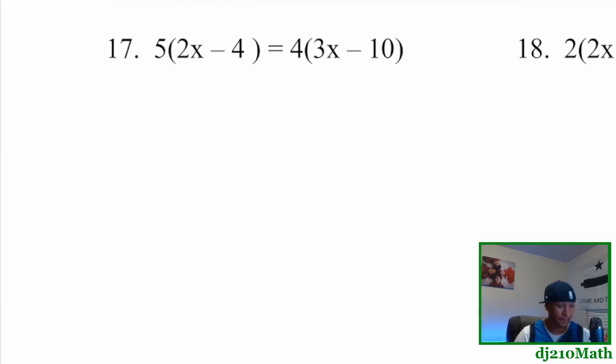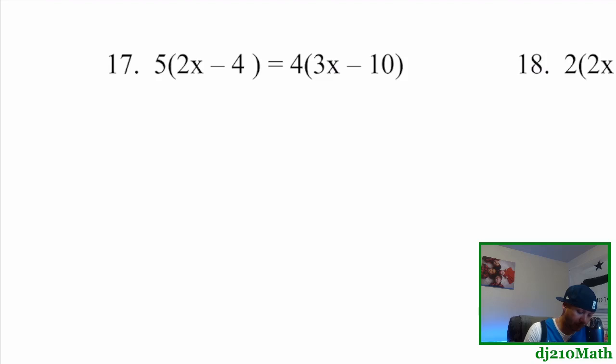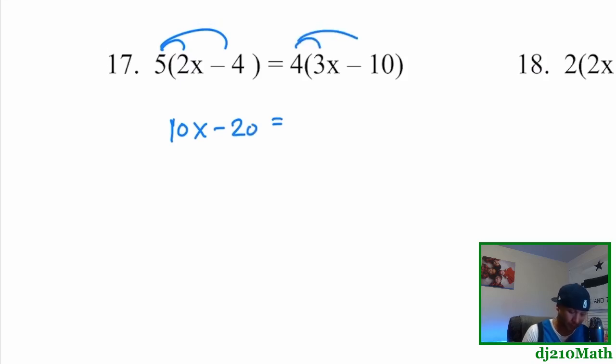Number 17. We're going to distribute. 5 times 2x, 10x. 5 times negative 4, negative 20. Equals, distributing on the right, 4 times 3 is 12x. 4 times negative 10 is negative 40.